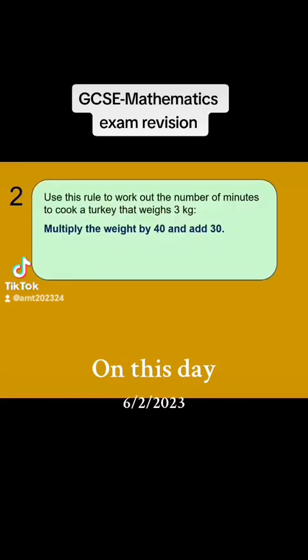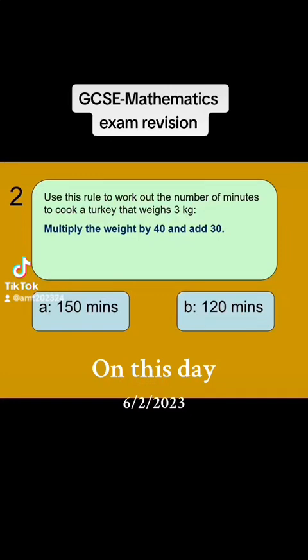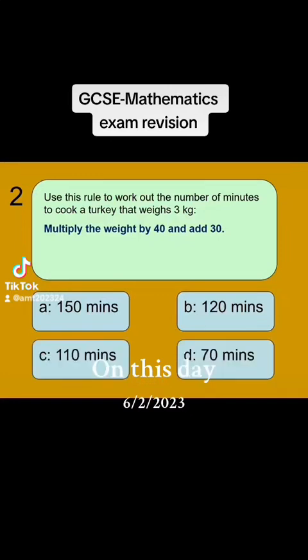Okay, question number 2. Use this rule to work out the number of minutes to cook a turkey that weighs 3 kilograms. Multiply the weight by 40 and then add 30. So you follow it in that order. Times by 40 and then add 30. So 3 kilograms, so 3 lots of 40, and then plus 30. Using BIDMAS here, so follow it in the order.